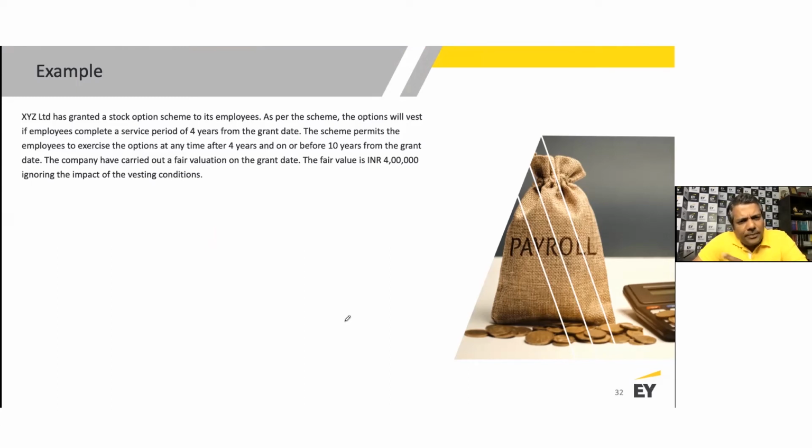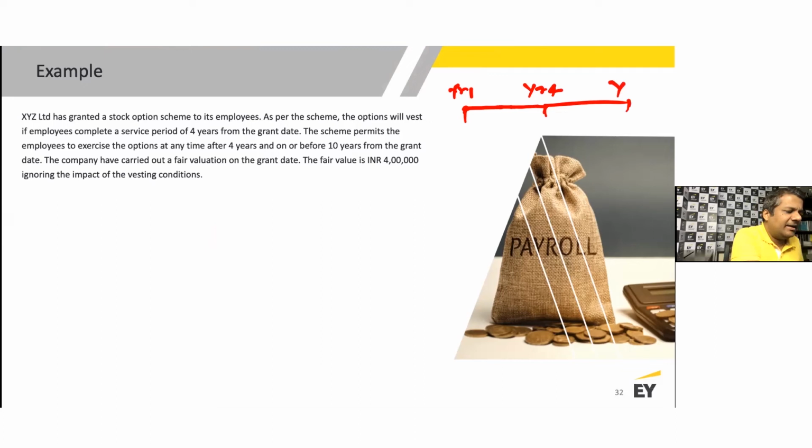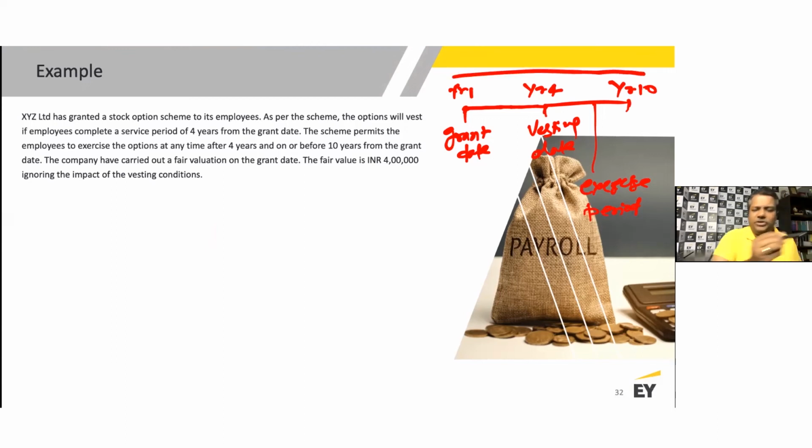So remember that chart time scale. This is year 1. Then you move from year 1 to year 4. This is year 4. And then you have year 10. So this is the grant date, this is the vesting date, and this is the exercise period. This is the total life of the option. Year 1 to 10 is the total life of the option. So the scheme permits the employee to exercise the option at any time after 4 years and on or before 10 years from the grant date.